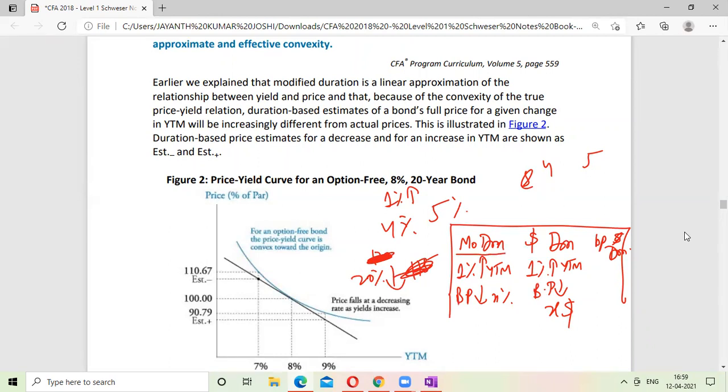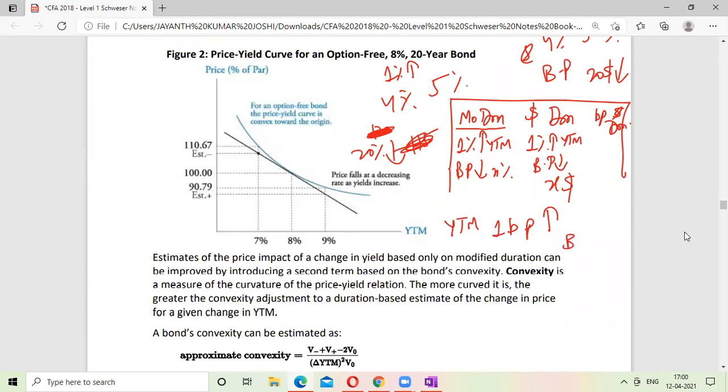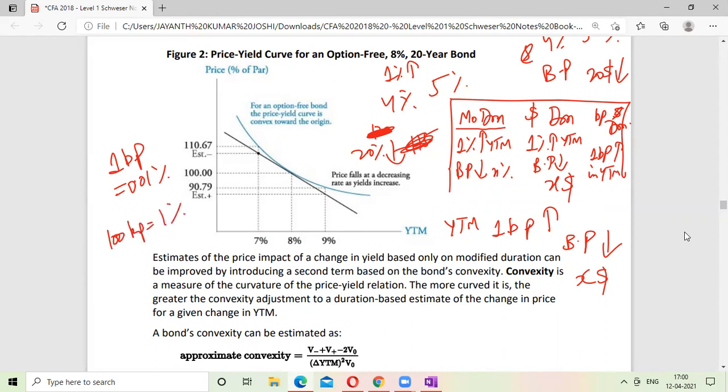And dollar duration, what does it say? If your yield to maturity goes from 4% to 5%, your bond price decreases by $20. Suppose lastly, if your yield to maturity increases by 1 basis point, your bond price is decreasing by some X dollars. So for 1 basis point increment in yield to maturity, we are not taking in percentage terms, boss, we are taking in basis point. So 1 basis point happens to be 0.01%, and 100 basis points is 1%. You should know this. So till now we were looking only in percentage terms, that is, we were checking on the basis of 100 basis points. Now we will check per 1 basis point, that is the only difference.